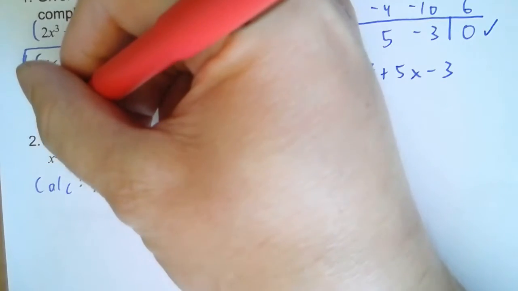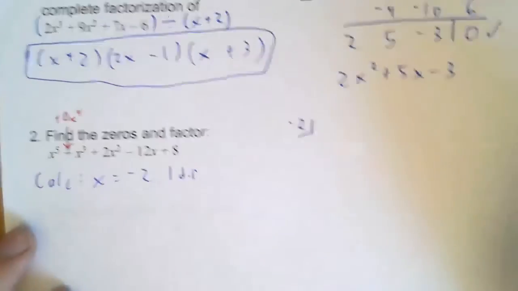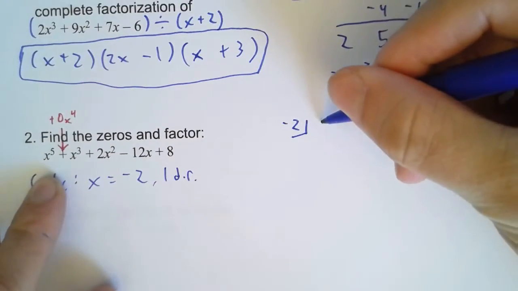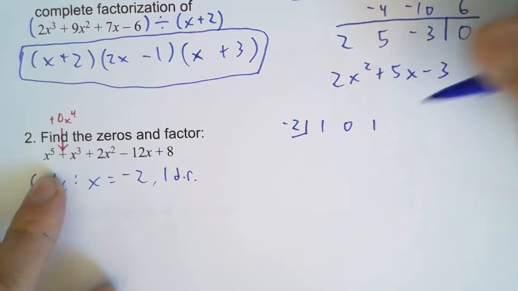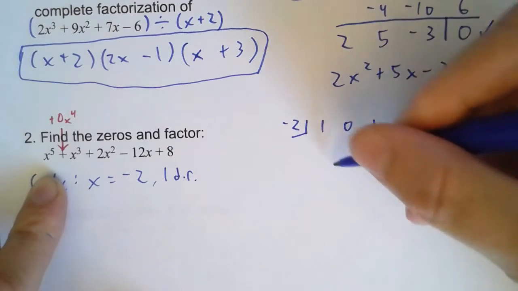We need a 0 in there. You skipped that x to the fourth there. It went x to the fifth and then x to the third. So we'll put that 0 in there. So then we've got 1, 0, 1, 2, -12, 8.